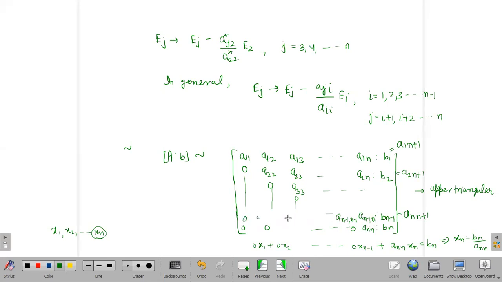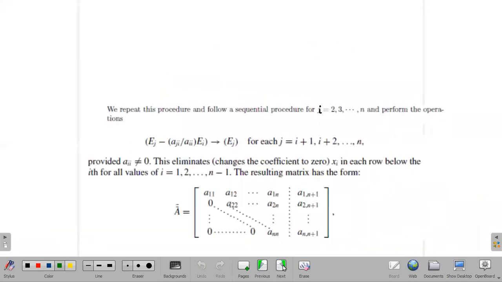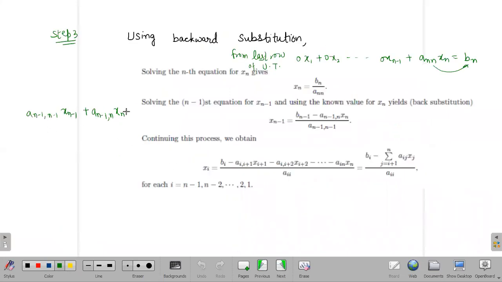So once you get xn, then you go to the last second row. Again it is 0, 0, 0, 0, 0 up to the x(n-2) coefficient. So it is the coefficient of x(n-1), and it is the coefficient of xn, which is equal to b(n-1). So now you know xn, because we have already found this xn value. So I will write x(n-1), which is equal to b(n-1) minus a(n-1,n) into xn divided by a(n-1,n-1).